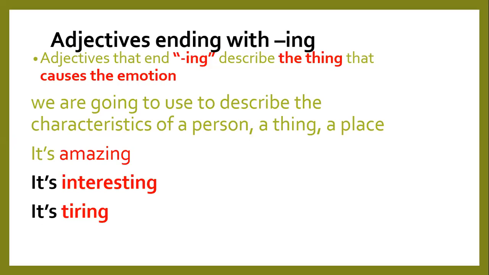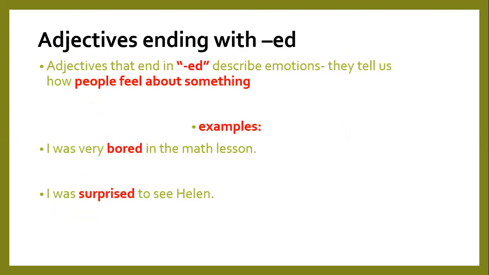For example, how is it? It's amazing. How is it? It's interesting. How is it? It's tiring. We are talking about the characteristic of something, a place, or a person. While the adjectives ending with ed we are going to use to describe emotions. They tell us how people feel about something.